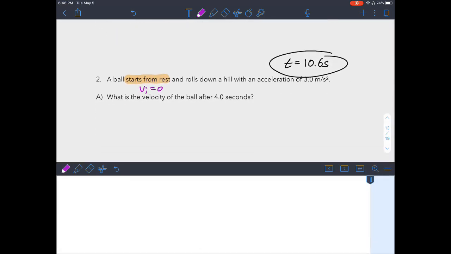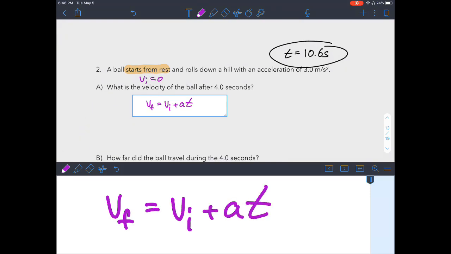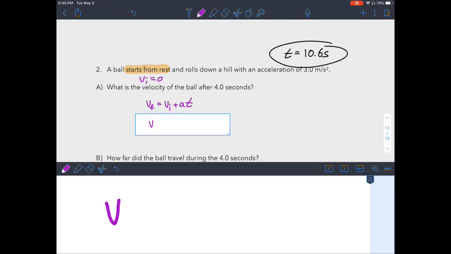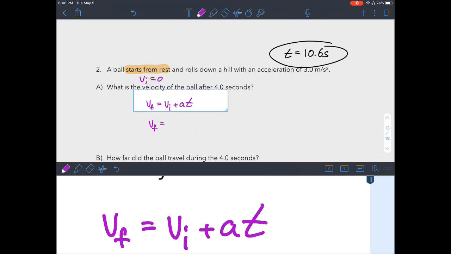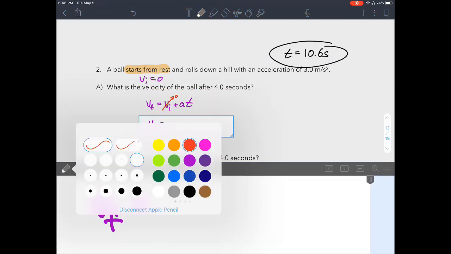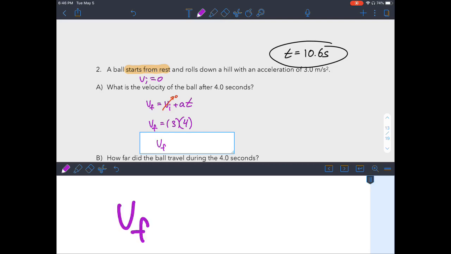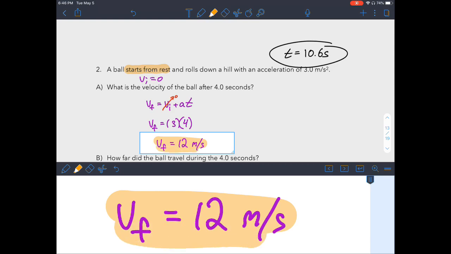We just did a question exactly like this, right? Final velocity is equal to our initial velocity plus your acceleration times time. We're looking for the final velocity, so this second equation is really, really nice. Our initial velocity is just going to be 0. That goes away. And our final velocity is just going to be whatever our acceleration is times how long we're accelerating for, which means our final velocity is 12 meters per second. There's nothing fancy about that.